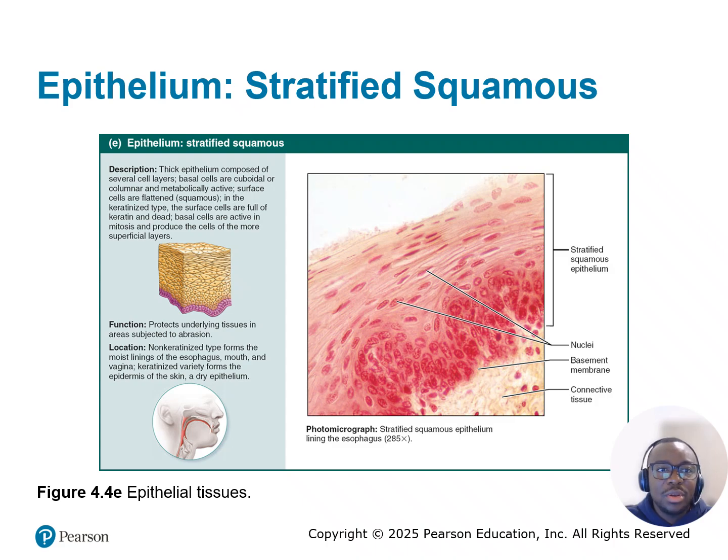Stratified squamous epithelium can be keratinized or non-keratinized. In the keratinized type, the surface cells are full of keratin and are dead, while basal cells divide actively by mitosis and produce cells of the more superficial layers. Keratinized stratified squamous epithelium is found in the skin and functions to protect underlying tissues in areas subject to abrasion. Non-keratinized stratified squamous epithelium is found in moist areas like the esophagus, mouth, and vagina.